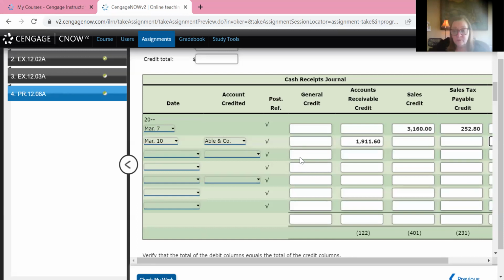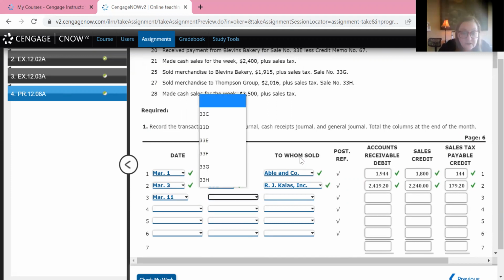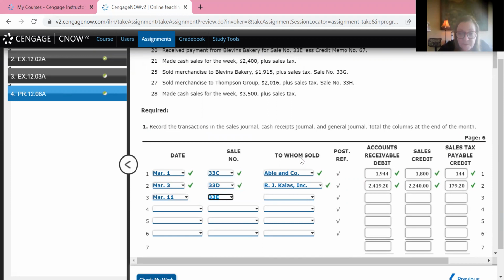Then on the 11th, we sold some merchandise. So we're going to go to sales journal. March 11th. And it's transaction 33E. Blevins. And how much is it? 1210 is the sales amount. Does it have any cents on it? Yep. So I'm going to put the cents because when you calculate 1210 times the 8%, you're going to come up with 96.80. Then you add that to your sales amount to see how much the customer owes you total. 1306.80. So that's good for the 11th.